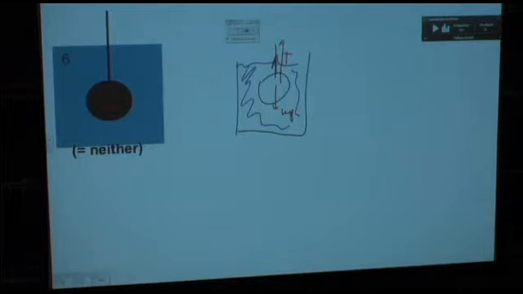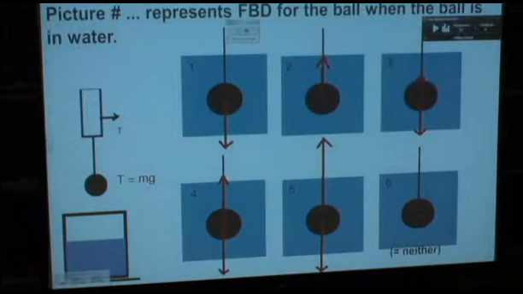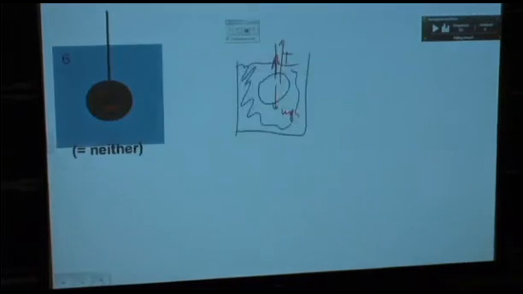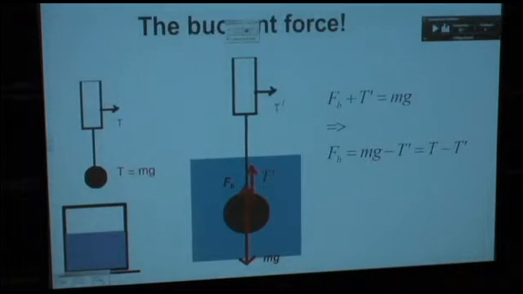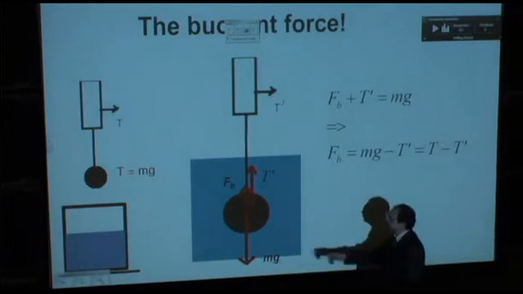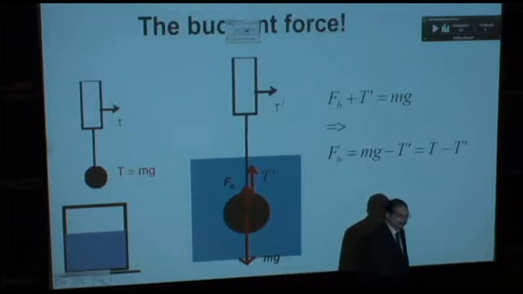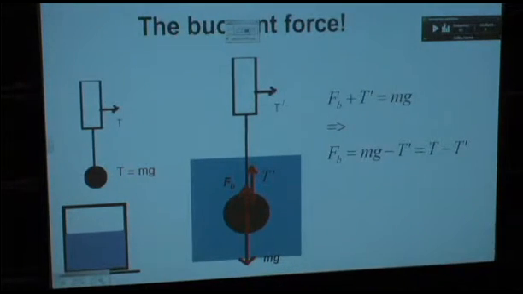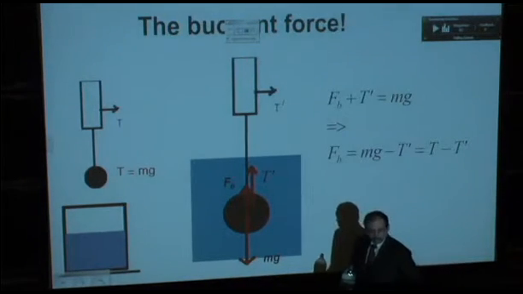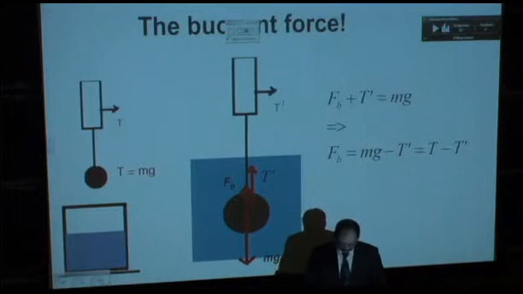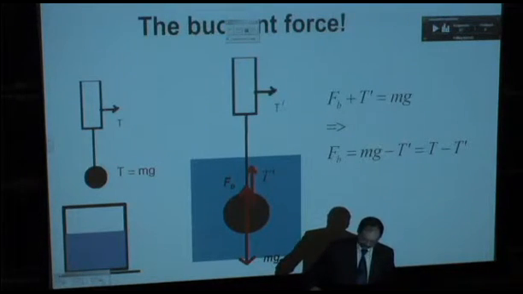So none of those pictures had three forces. The correct answer is neither. The correct free body diagram must clearly show three forces. And now, what about this force? When the ball is in the air, gravity is equal to the tension. When the ball is in water, the new tension now is in the reading.